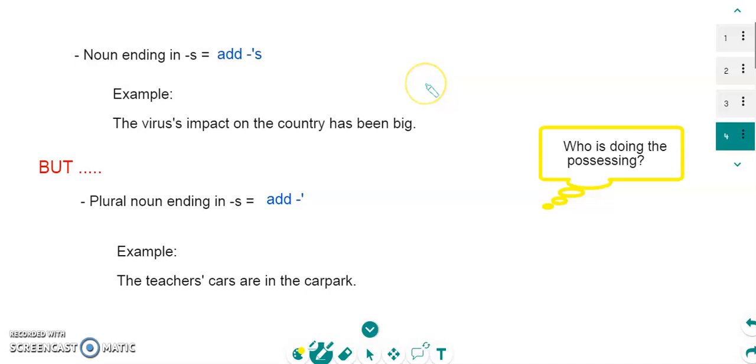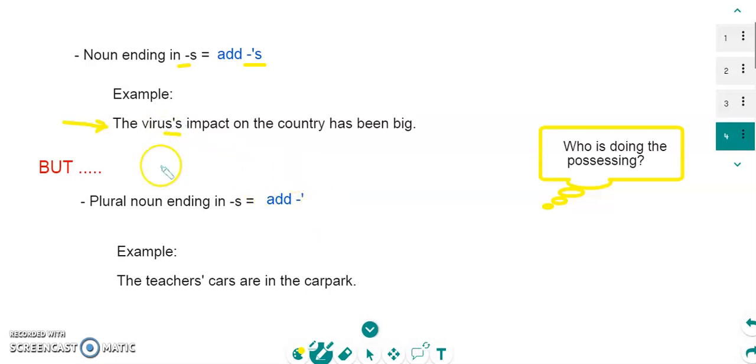So let's move on a little bit. There's a couple of other rules here. If the noun, the thing, already ends in an S, then all we need to do is add an apostrophe and S as well. So even though this might look a bit like there's too many S's in the word, this is correct. So for example, here we've got a very topical one: "the virus's impact on the country was big." Who's doing the possessing? Again, if we ask this question, the virus is doing the possessing because it's the impact of the virus. So we put apostrophe S.